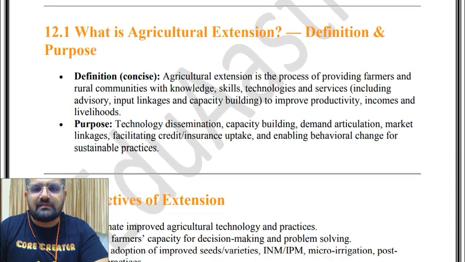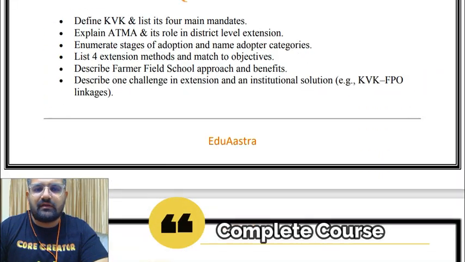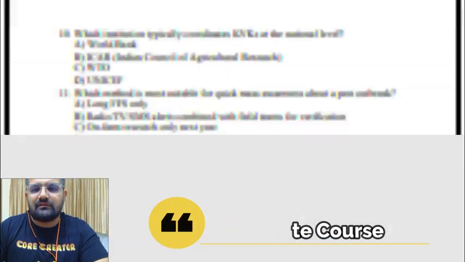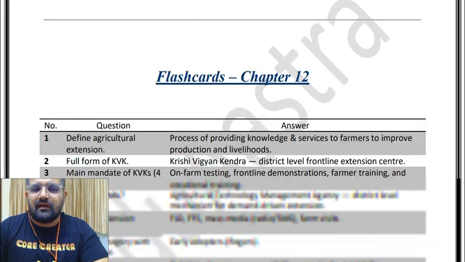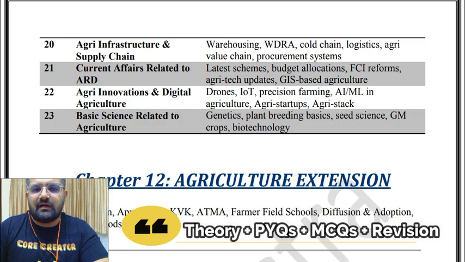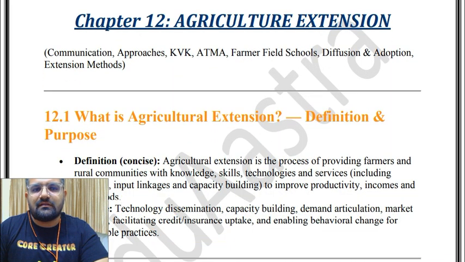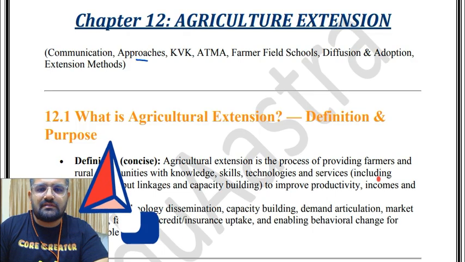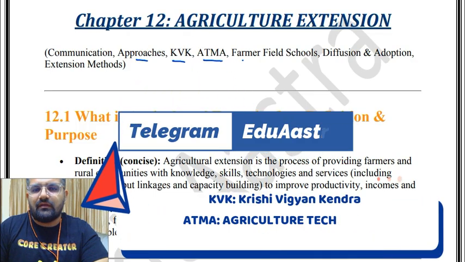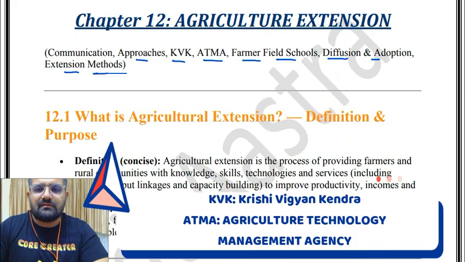The conduct will be same in this as well. First we'll take theory. After that we'll see some of the previous year questions. Then we'll take some of the MCQs and finally we'll take our flashcards or our revision or our expected questions. So let's start with our chapter 12, that is agriculture extension. So communication approaches, KVK, ATMA, farmer field school, diffusion and adoption, extension methods.